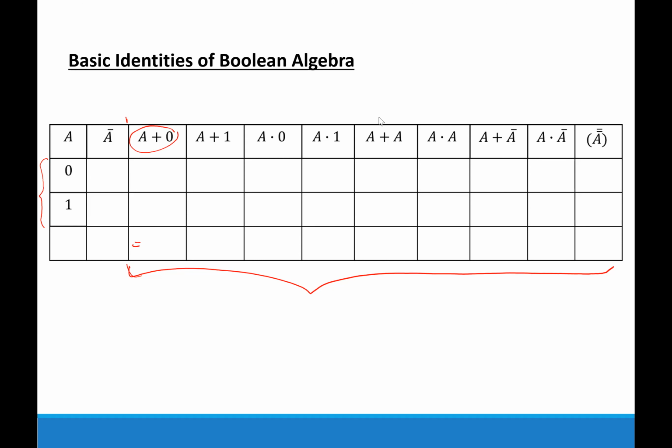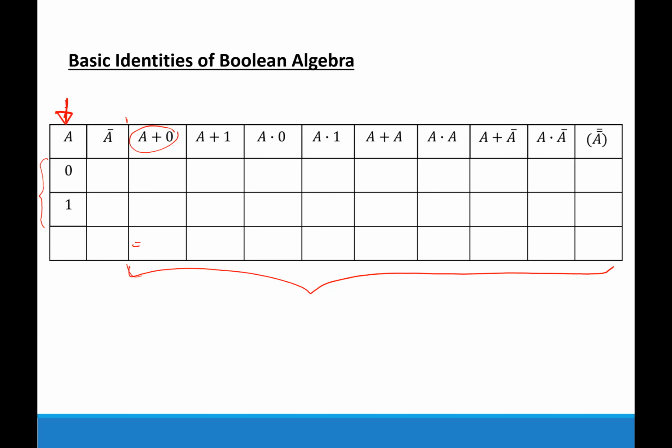Okay, good. Now what will happen to the first empty column? Now here we have only one input. The input is equal to A, and we know that if we have only one input, we have two possible input combinations, 0 and 1, okay? We start from here.